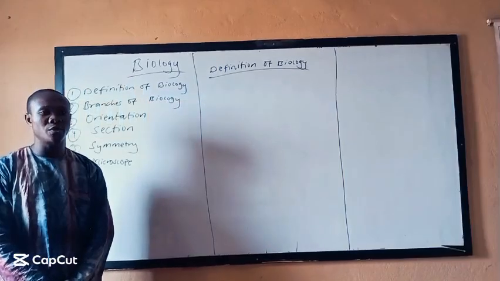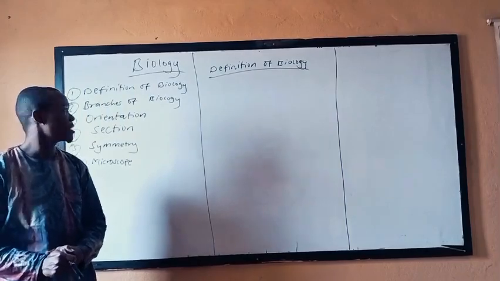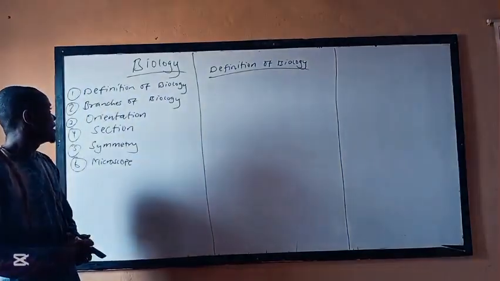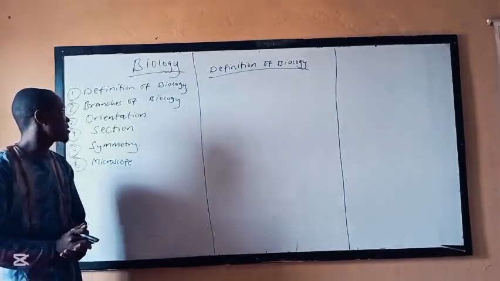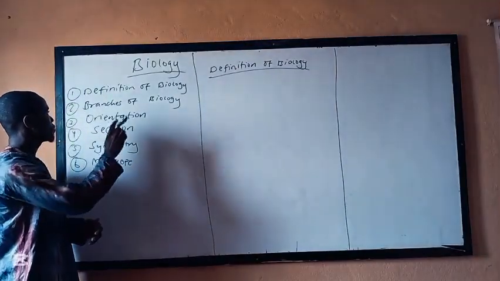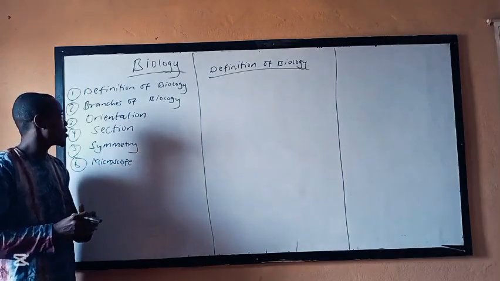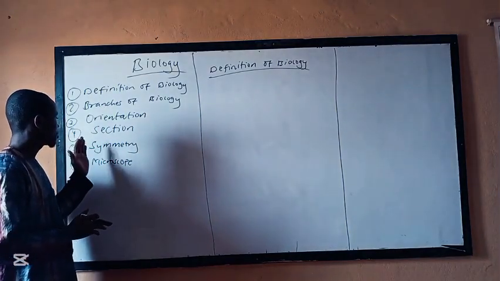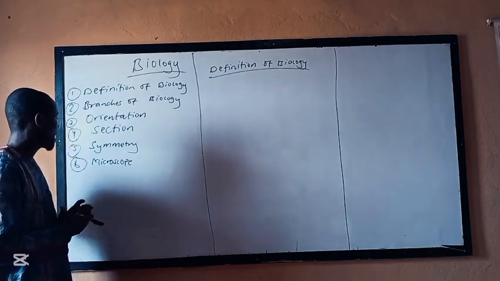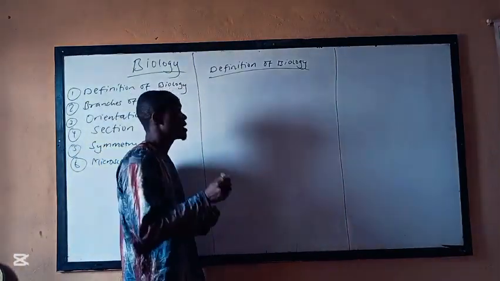We are going to start with the introduction to biology. Today these are the learning objectives that we are going to learn for this class. We are going to start with the definition of biology. We talk about the branches of biology, orientation, section, symmetry, and microscope. So let's start with biology.